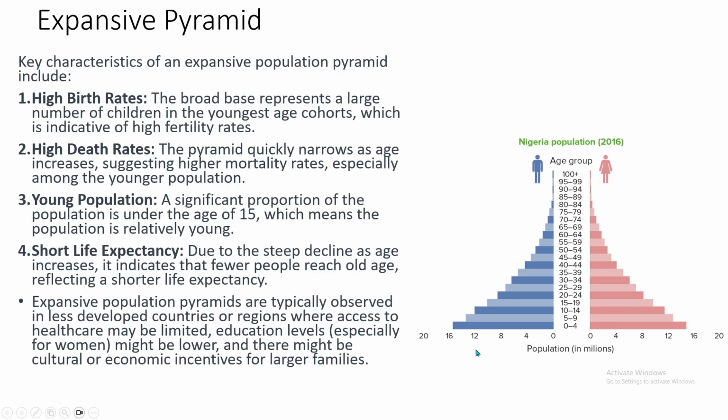So we can observe these in less developed countries or regions where access to healthcare may be limited, education levels, especially for women, might be lower, and there might be cultural or economic incentives for larger families. So this pyramid is for Nigeria's population in 2016. And we see this type of pyramid for a lot of African nations and a few Asian nations as well. This is our expansive pyramid.